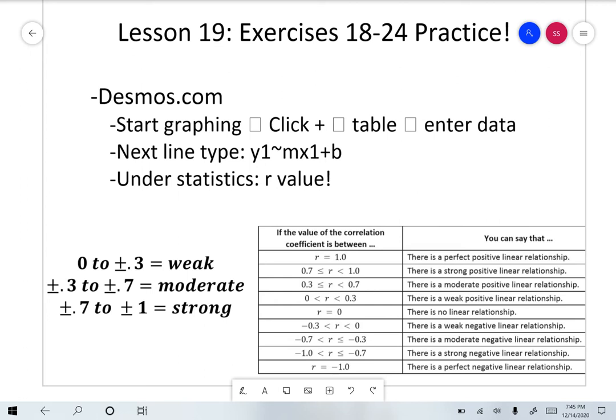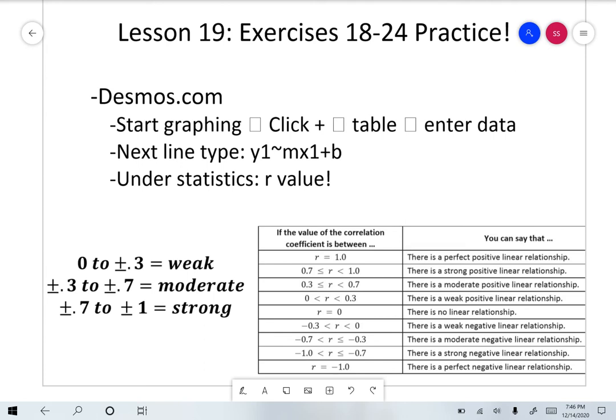It's cool. We're good. All right, time for you guys to practice. You're going to be practicing using lesson 19, exercises 18 through 24. It gives you some data, then asks you some questions about it. Do you think it's a strong relationship or a weak relationship? Is it positive versus negative?